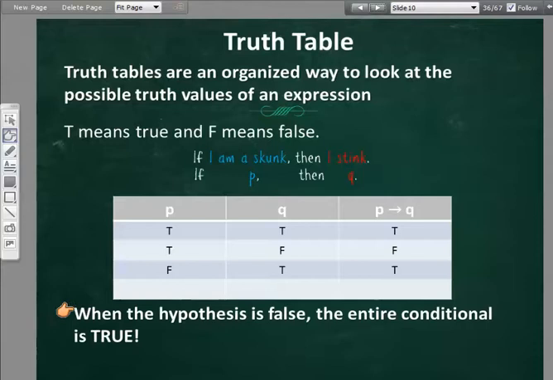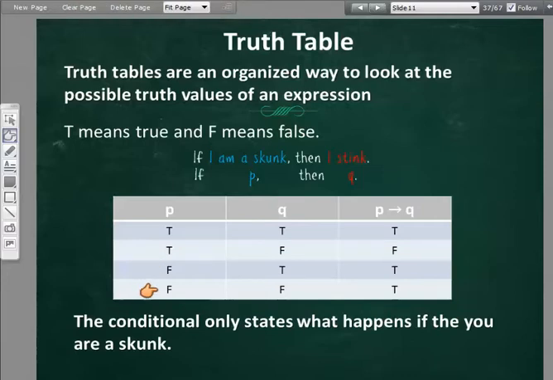Now then, when the hypothesis is false, the entire conditional is true. So here I got a false hypothesis. Oh, I'm not a skunk. I've got a true conclusion, I stink. Then it's true. Well, what if I'm a human and I haven't taken a bath for a couple of weeks? I'm going to stink. So hopefully that explains why it's still true.